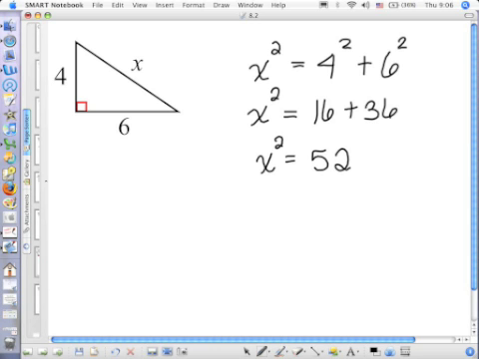You should have had x squared equals 52, and from here we take the square root of both sides to get that x is equal to the square root of 52. Now, 52 is 2 times 26.